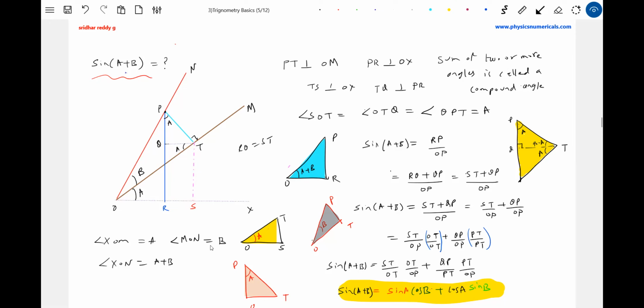Okay, let's do one thing. I'll draw a line PT perpendicular to OM, and PR perpendicular to OX. Next, TS will be perpendicular to OX, and TQ I'll draw perpendicular to PR. We define this angle SOT to be equal to A. And similarly, angle OTQ should again be equal to A.